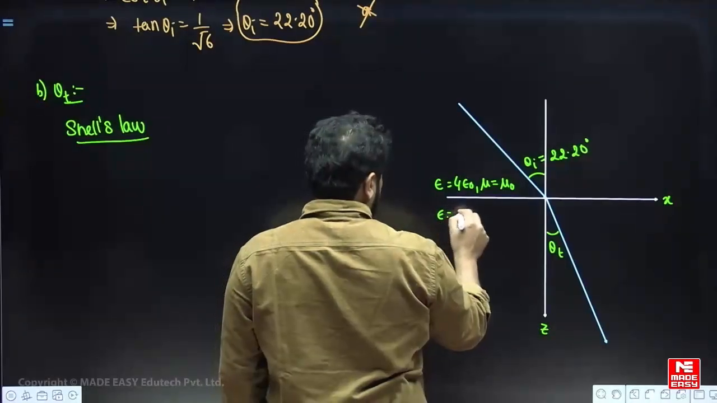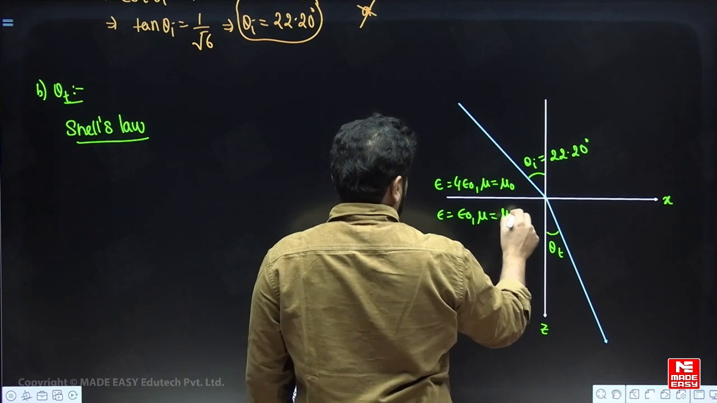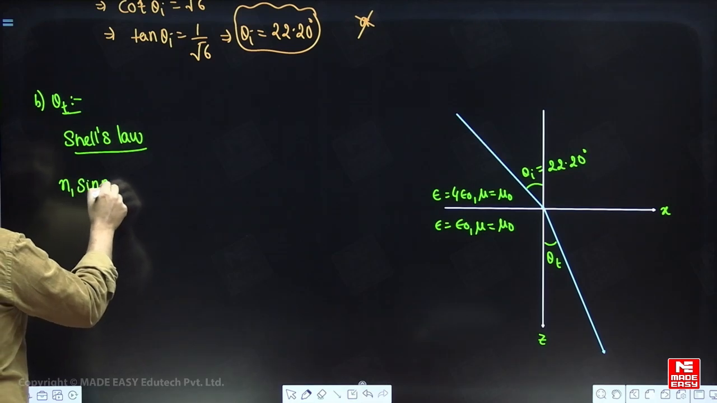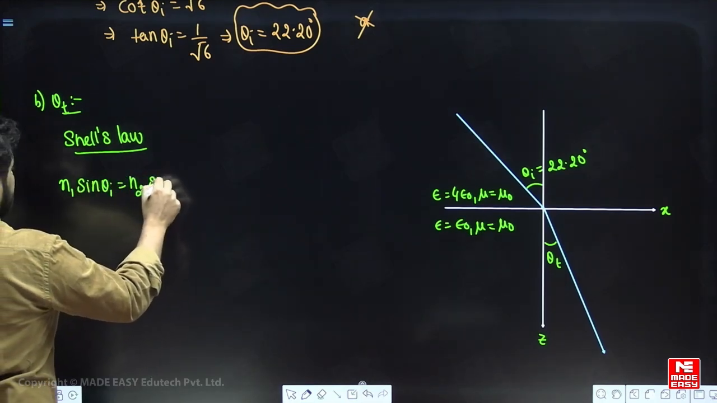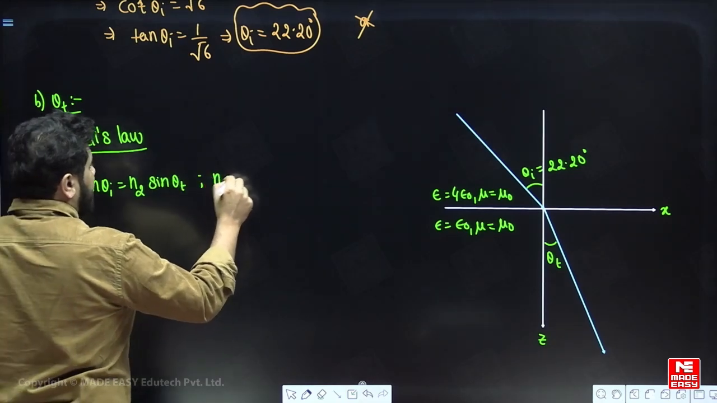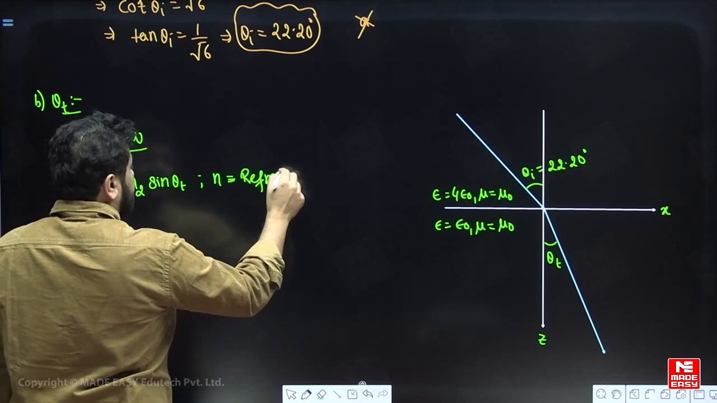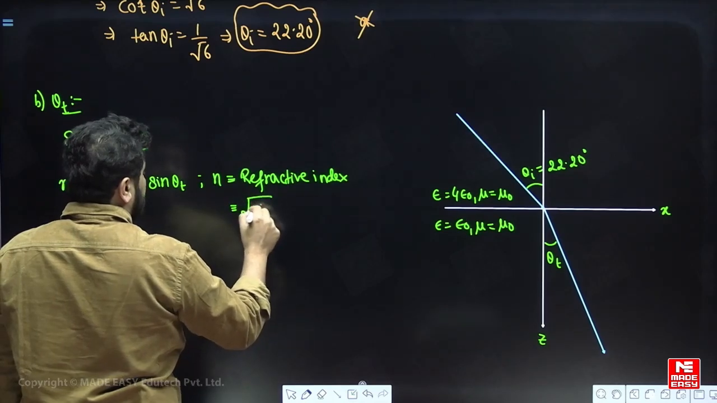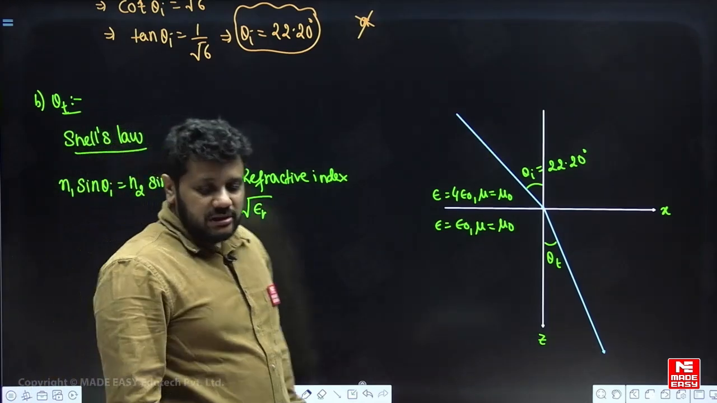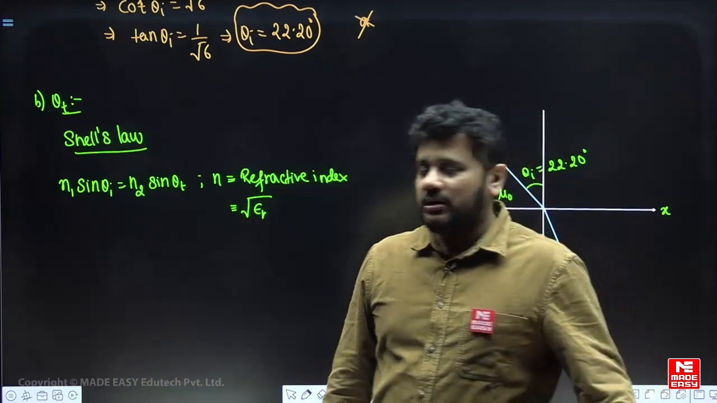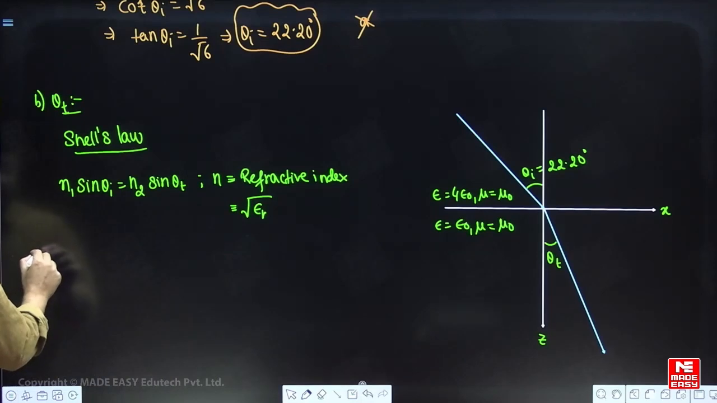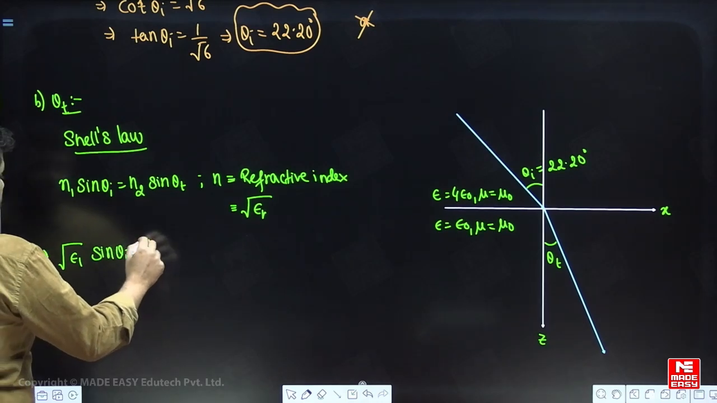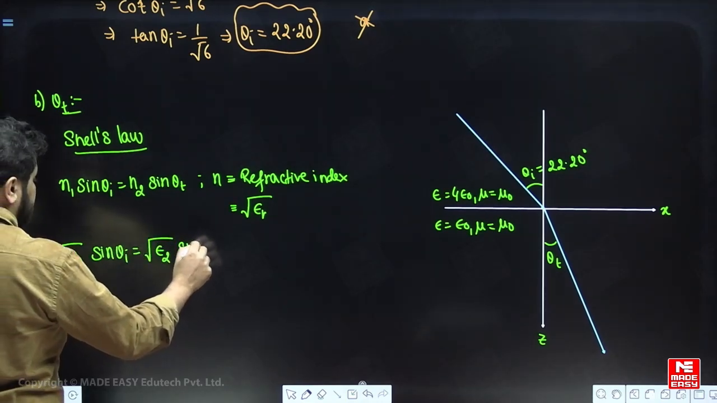So this is your epsilon equal to epsilon naught and mu equal to mu naught, correct? So what does Snell's law say? Snell's law says that n1 sine theta I is equal to n2 sine theta t, where n is your refractive index, and we know that the refractive index is related to the dielectric, equal to root epsilon r, right? So the refractive index is directly proportional to the permittivity of the medium. Therefore I can say root epsilon 1 sine theta I is equal to root epsilon 2 sine theta t.